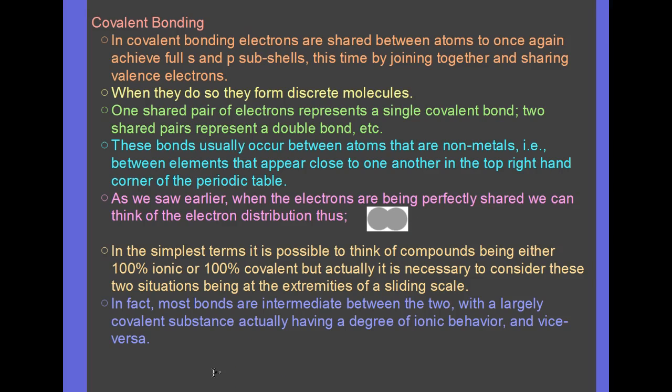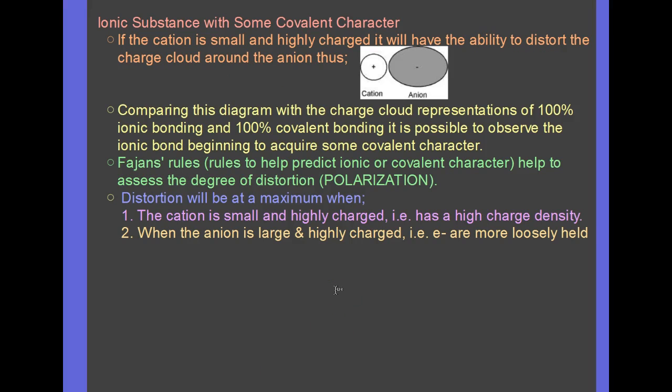In the simplest terms, it is possible to think of compounds being either 100% ionic or 100% covalent, but actually it's necessary to consider these two situations being at the extremities of a sliding scale. In fact, most bonds are intermediate between the two, with a largely covalent substance actually having a degree of ionic character or behavior, and vice versa. Ionic substance with some covalent character: if the cation is small and highly charged, it will have the ability to distort the charge cloud around the anion as thus. Comparing this diagram with the charge cloud representation of 100% ionic bonding and 100% covalent bonding, it is possible to observe the ionic bond beginning to acquire some covalent character.